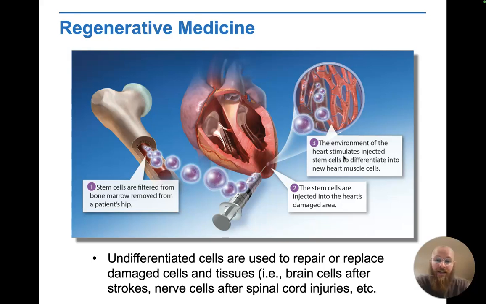And that's where we get into like cell signaling. It's kind of the way in which cells talk to each other. So basically, these undifferentiated cells can be used to repair or replace damaged cells and tissues, like after heart attacks, or they can be used to treat brain cells after a stroke, nerve cells after spinal cord injuries. So there's so many opportunities in helping individuals where otherwise all hope might be lost.